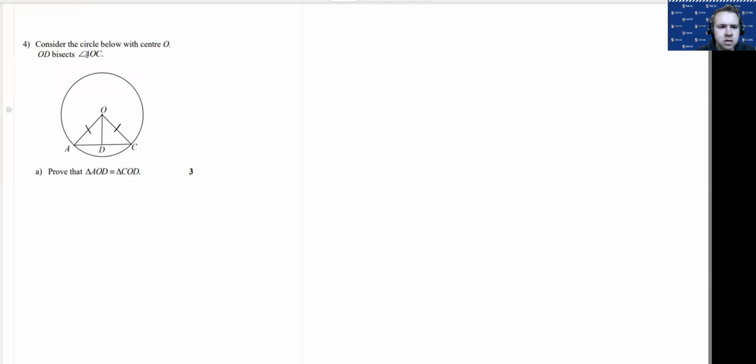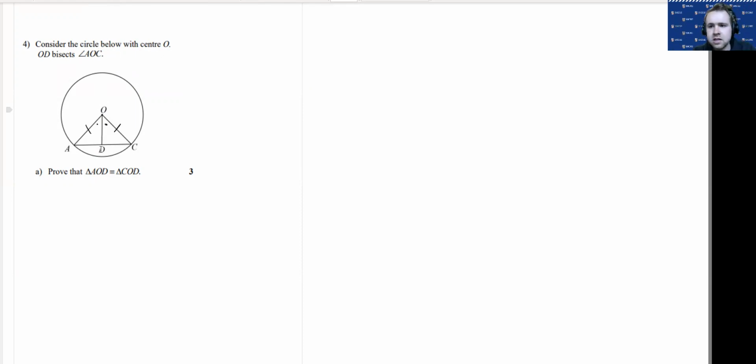We also need to look at AOC. So this angle here is being bisected, which means that this angle is equal to this angle. And then I have OD as a common side. So I have two sides and an angle, and I'm going to use side, angle, side. So I've got my blueprint in my mind. I now need to write this down.